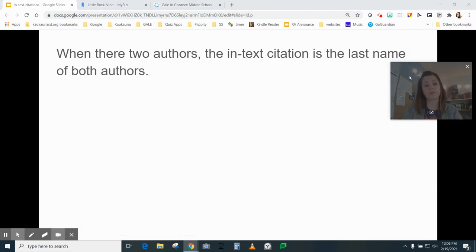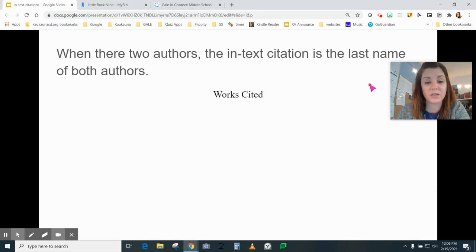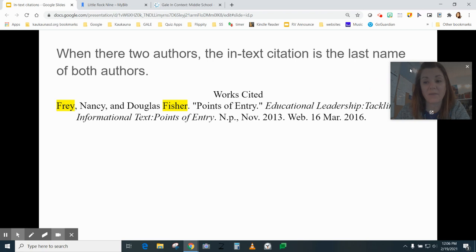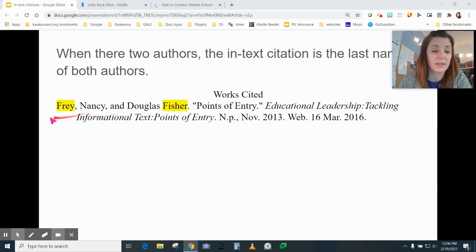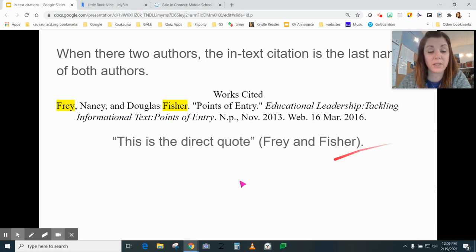When there are 2 authors, the in-text citation is the last name of both authors. So here's the works cited. This one is something written by Nancy Fry and Douglas Fisher. When I put my direct quote in there, of course, my direct quote has quotation marks at the beginning and the end, and then I would put parentheses, Fry and Fisher, because those are the last names, parentheses, and the period goes at the end.